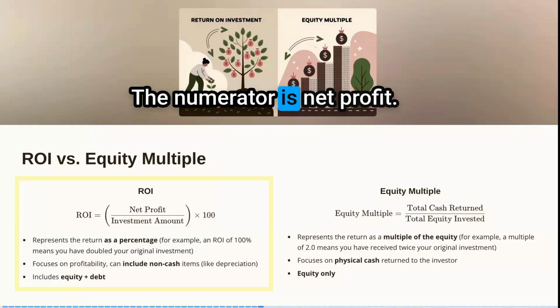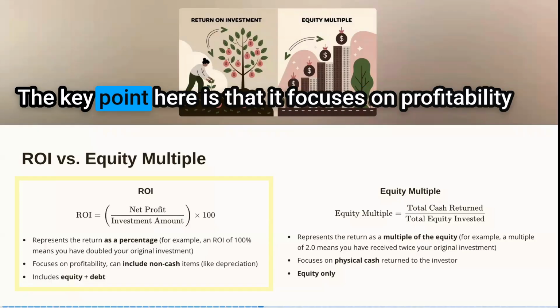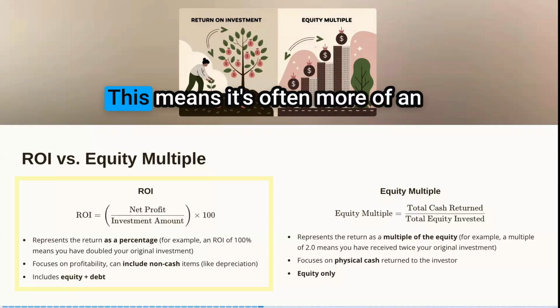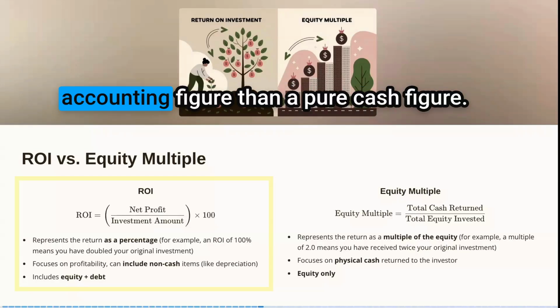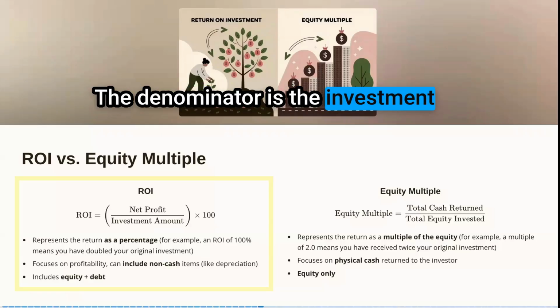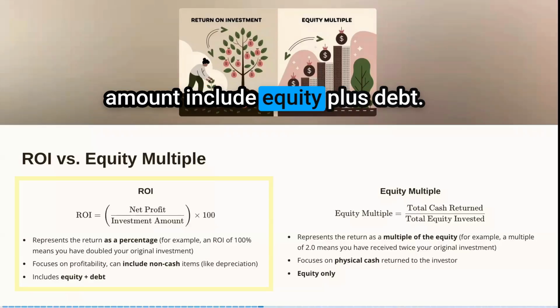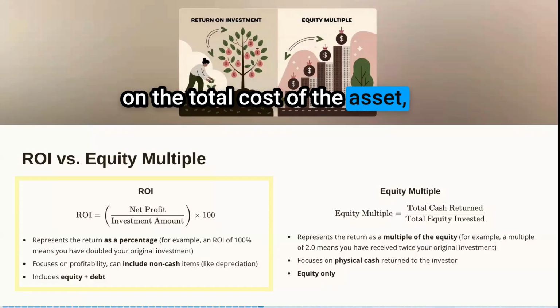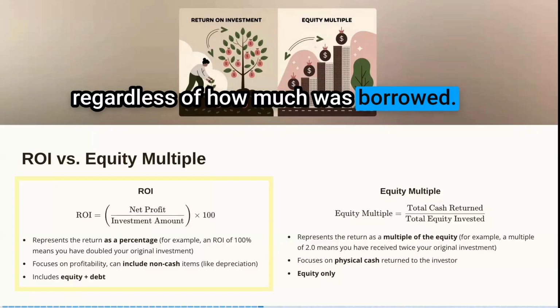The numerator is net profit. The key point here is that it focuses on profitability and includes non-cash items like depreciation. This means it's often more of an accounting figure than a pure cash figure. The denominator is the investment amount, including equity plus debt. This means ROI is calculated based on the total cost of the asset, regardless of how much was borrowed.